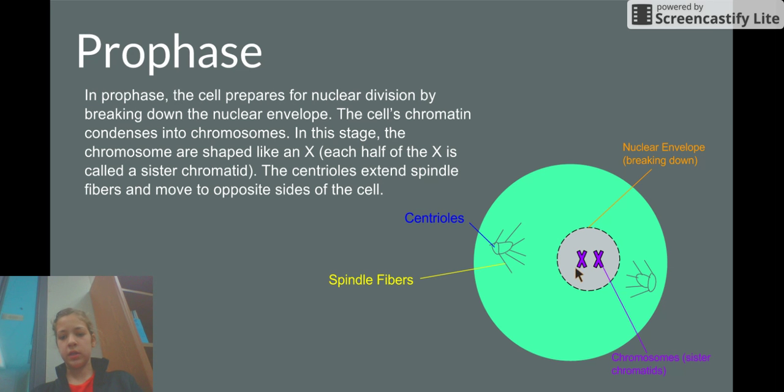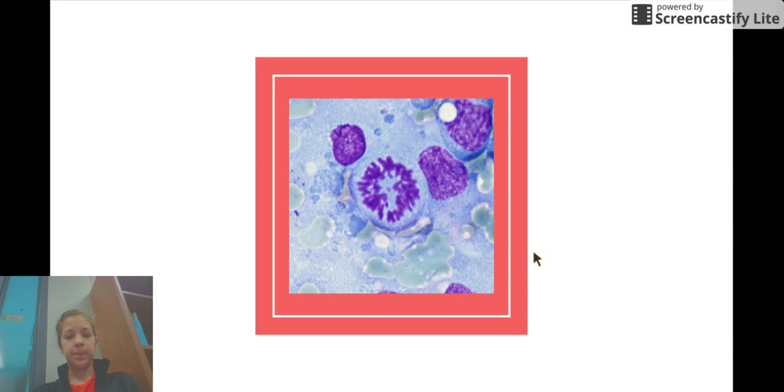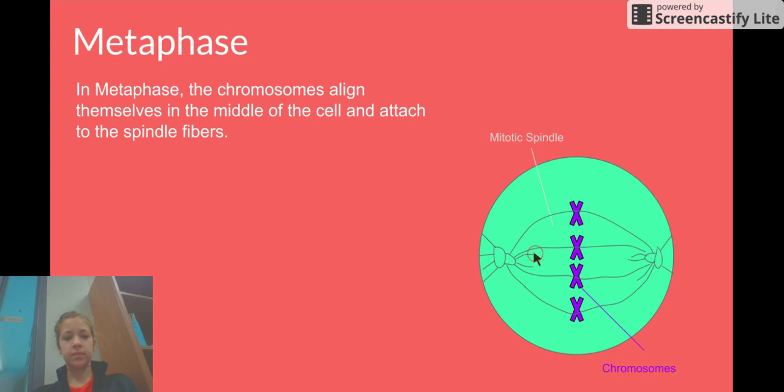Right here you can see the chromosomes or the sister chromatids. The nuclear envelope is already starting to break down, and the centrioles are extending their spindle fibers. Here's a picture of prophase.